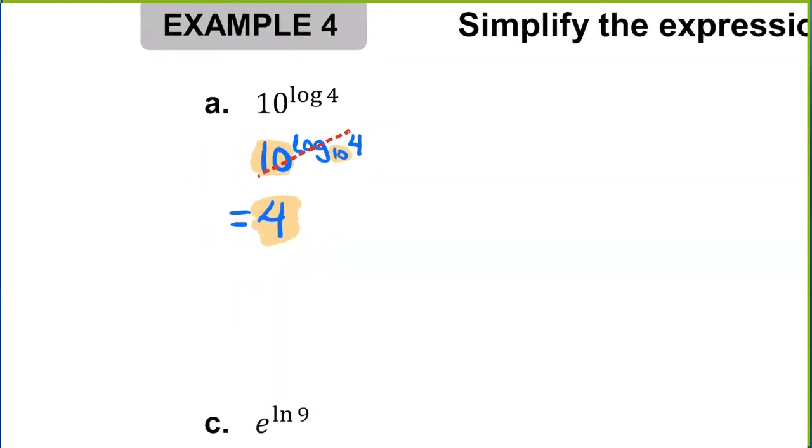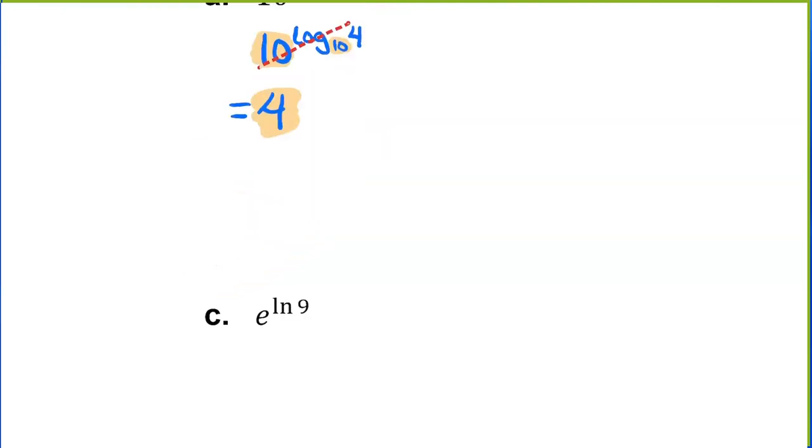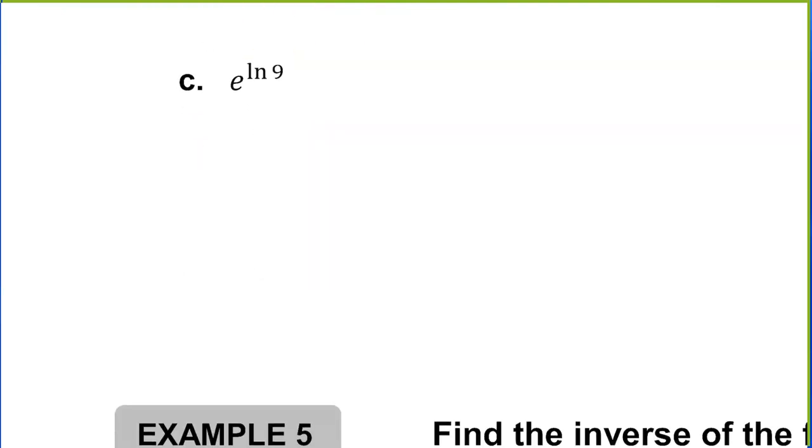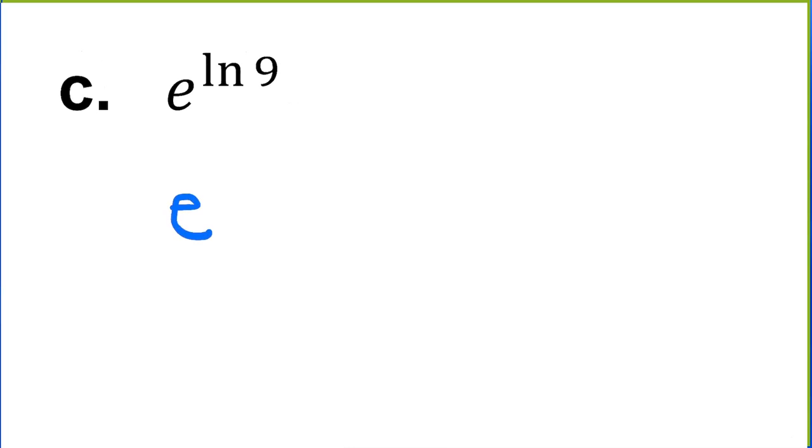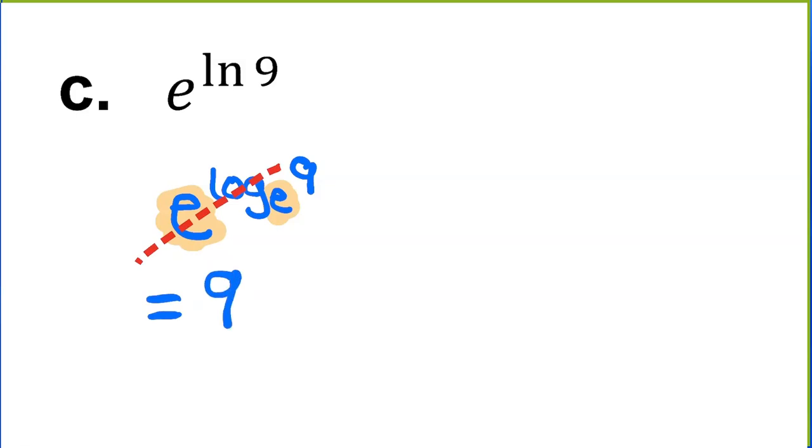So let's look at part C. I'll come back to B in a second. Part C, we have e to the natural log of 9. Again, remember, the natural log is the same as log base e of 9, but we never write it that way. We always write it with that ln. And that is an ln, not a constant. So again, what you're looking for is that this base matches the log base. If they match, they undo each other, and you're just left with 9.